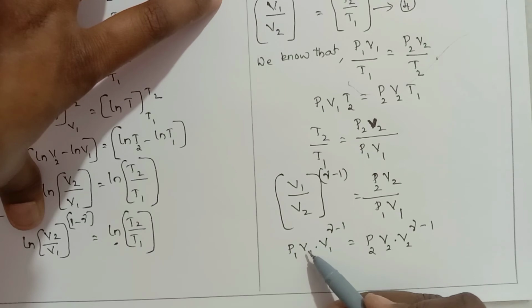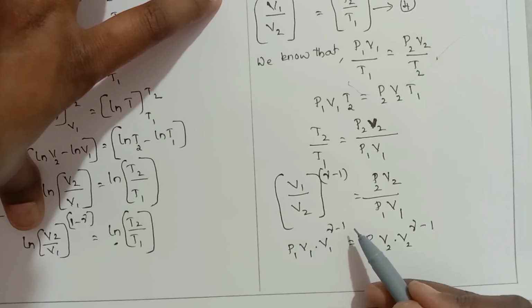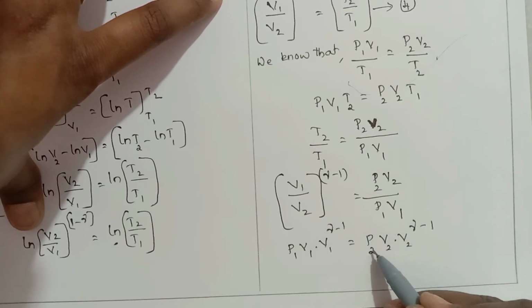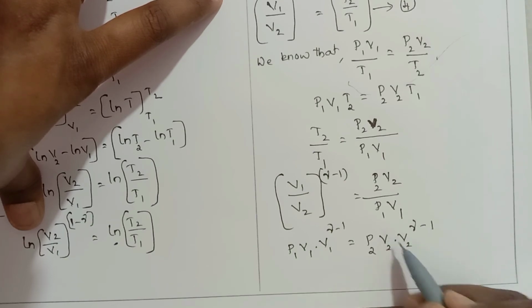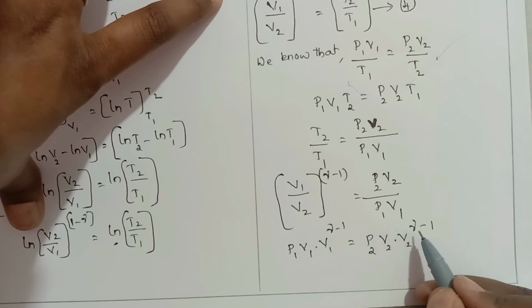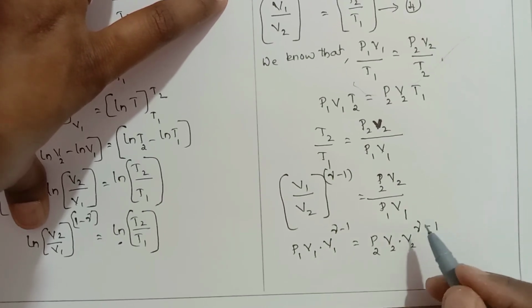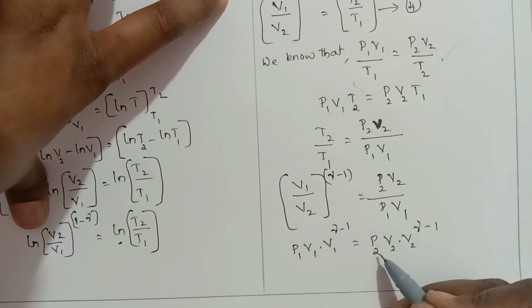V1 to the power 1 into V1 to the power gamma minus 1 is equal to V1 to the power 1 plus gamma minus 1. Plus 1 minus 1 gets cancelled. The right side is also the same: P2 V2 into V2 to the power gamma minus 1, so V2 to the power 1 plus gamma minus 1. The 1 and minus 1 both get cancelled. So what remains? P1 V1 to the power gamma is equal to P2 V2 to the power gamma.